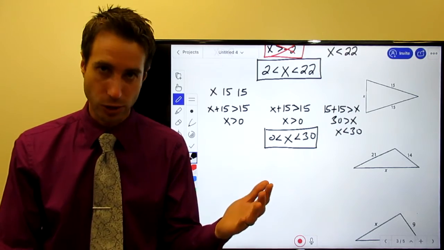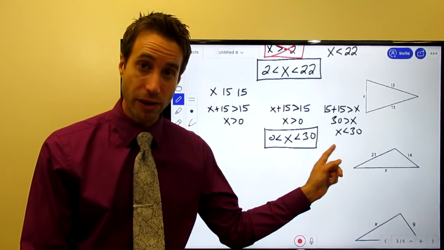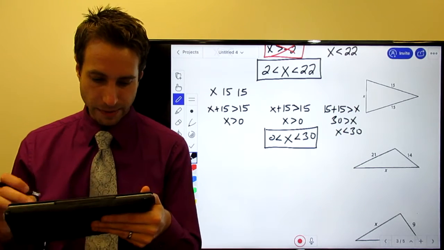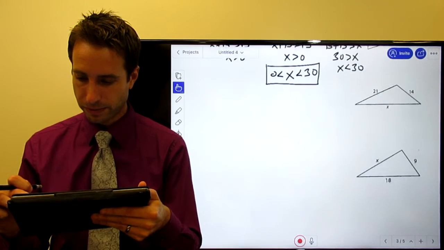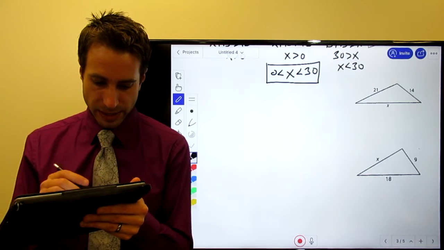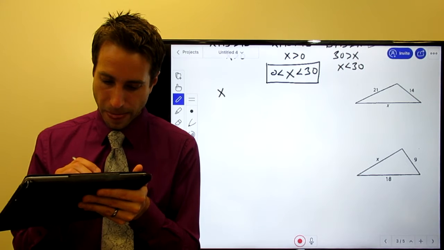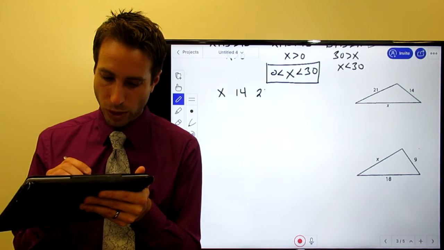Obviously, your negative numbers don't work anyway. Pick a number bigger than 30. This triangle doesn't work. Won't work. Hey, got a couple more here. Let's keep going. Let's see here. Write down your 3 sides, set up your inequalities. I have x. I have 14, and I have 21.